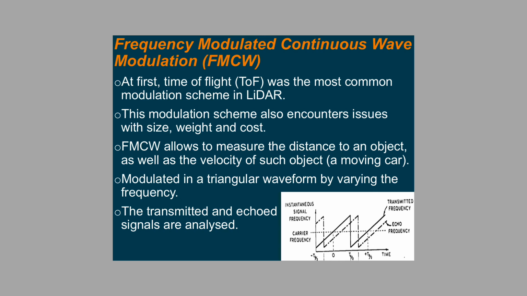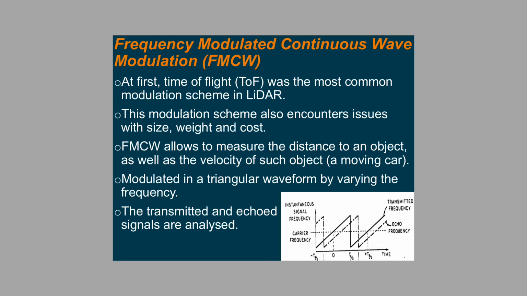Therefore, another alternative to this is using frequency modulated continuous wave modulation. The big advantage of FMCW is that it not only measures the distance to certain objects, but it also measures the velocity of those objects. So in a road, obviously there are stationary objects such as a lamppost, but also there are moving objects such as other cars. And it is very important to know the velocities of those cars in order to assess the risk surrounding the vehicle.